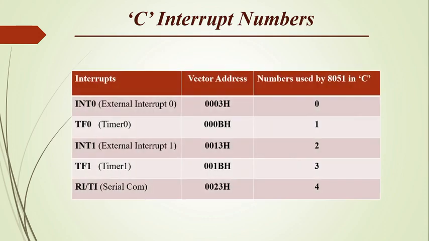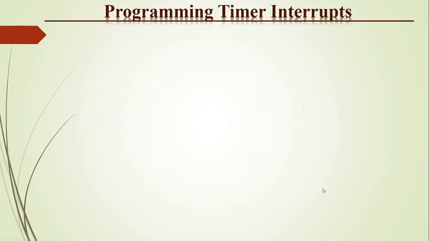So here are the interrupt numbers for C. These are the vector addresses for these interrupts, and these are the numbers used by the 8051 in C programming. Number 0 is used for the TF0 interrupt or timer 0 interrupt. Number 1 is used for INT1, external interrupt 1. Number 2 is used for timer 1, 3 for serial communication or serial port is used, and 4 is used. Now, programming timer interrupts in C.